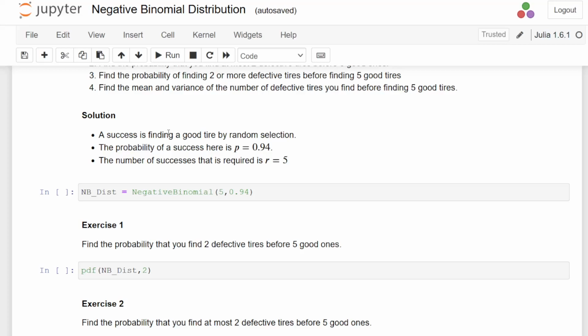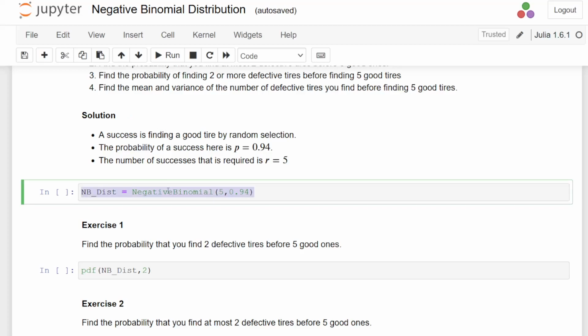Anyway, here the success is finding a good tire by random selection. The probability of that success is 0.94. So if 6% are defective, that means 94% are good. And the number of successes required for this particular experiment: we need to find 5 good tires, 4 for the wheels, and 1 for the spare. Okay, so R is equal to 5.